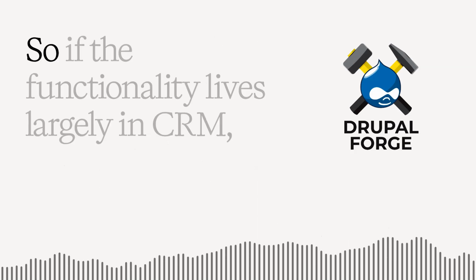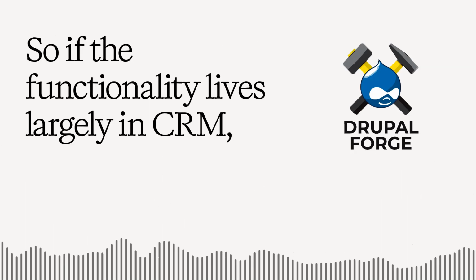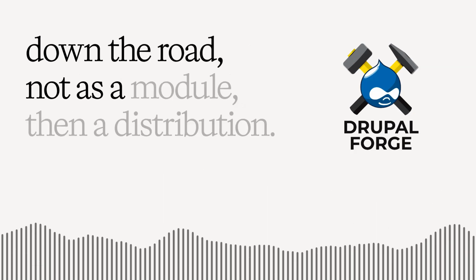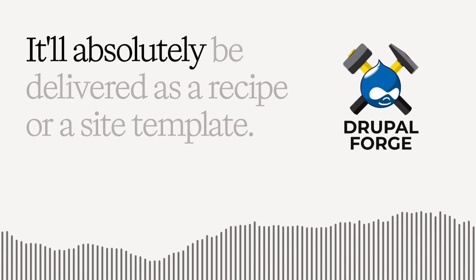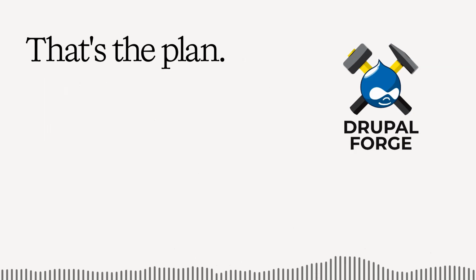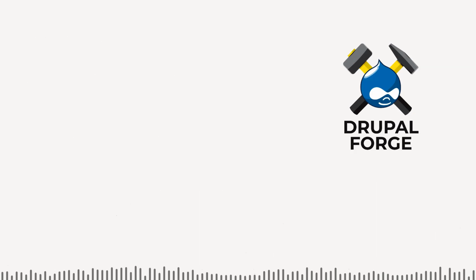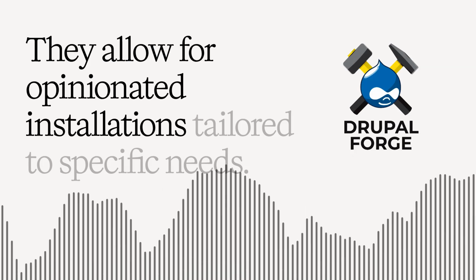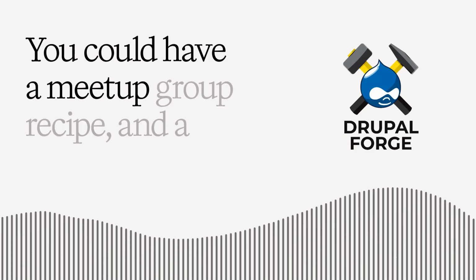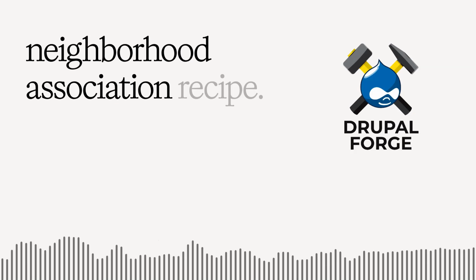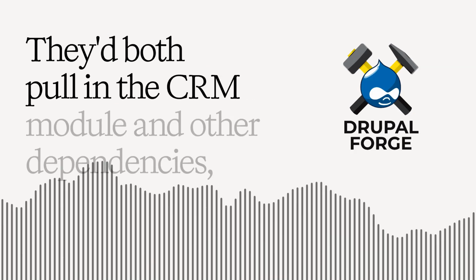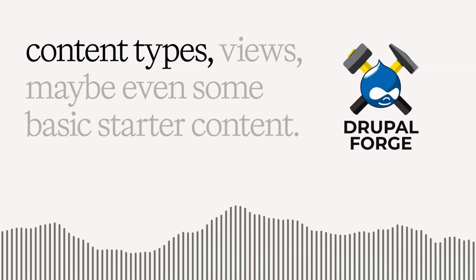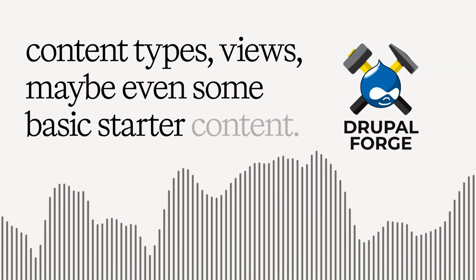Okay, that's fascinating. So if the functionality lives largely in CRM, how will Member Platform actually be delivered to users down the road? Not as a module then, a distribution? It'll absolutely be delivered as a recipe or a site template. That's the plan. Using the new Drupal core concepts. Exactly. Recipes are perfect for this. They allow for opinionated installations tailored to specific needs. You could have a meetup group recipe and a neighborhood association recipe. They'd both pull in the CRM module and other dependencies, but they'd come pre-configured, maybe with specific content types, views, maybe even some basic starter content.